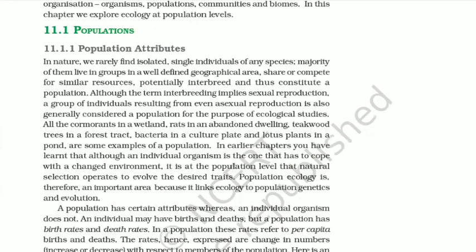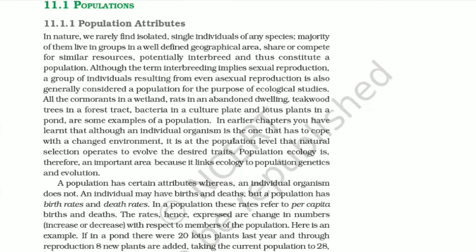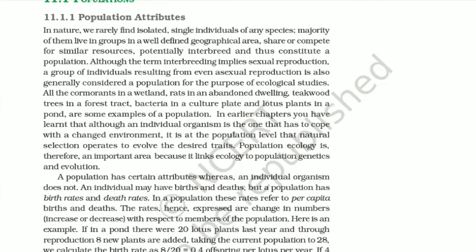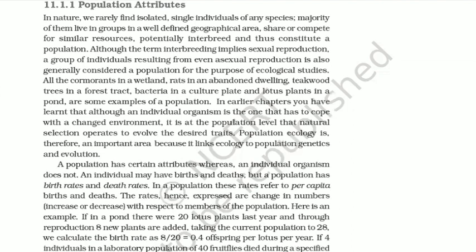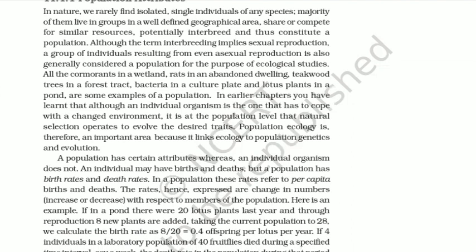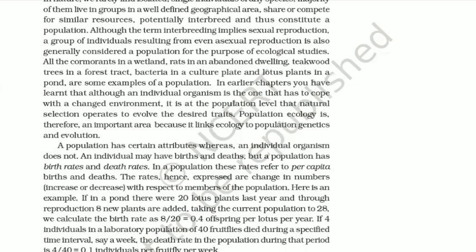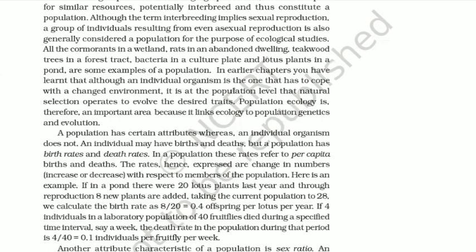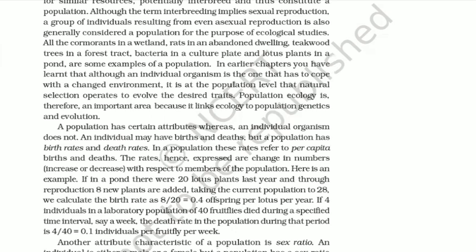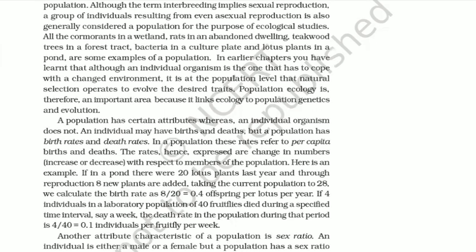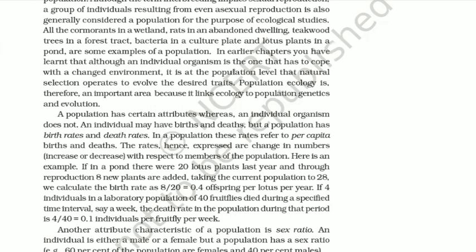11.1 Populations. 11.1.1 Population Attributes. In nature, we rarely find isolated single individuals of any species. Majority of them live in groups in a well-defined geographical area, share or compete for similar resources, potentially interbreed and thus constitute a population. Although the term interbreeding implies sexual reproduction, a group of individuals resulting from even asexual reproduction is also generally considered a population for the purpose of ecological studies.